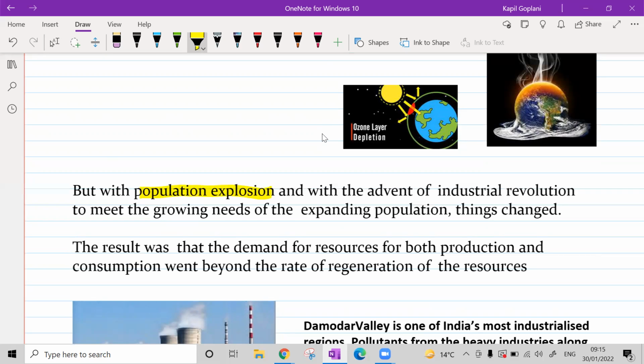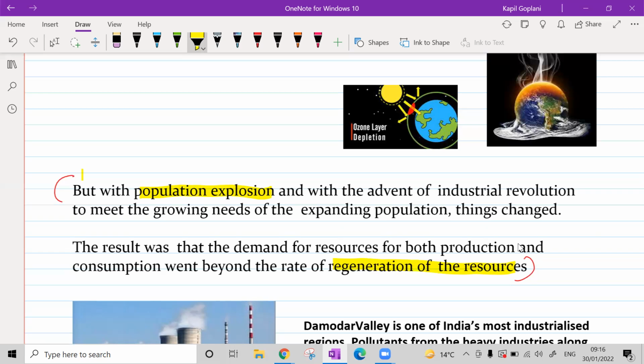Okay. Vilti, can you read out this paragraph for me? From this to the resources? Yes. But with the population explosion and with the advent of industrial revolution to meet the growing needs of the expanding population, things changed. The result was that the demand for resources for both production and consumption went beyond the rate of regeneration of the resources. Regeneration of resources means the capacity of the environment to regenerate the resources. Take for example, you are using fossil fuels, you are using petroleum products. There is some capacity for regeneration, and you are not giving that capacity for regeneration.